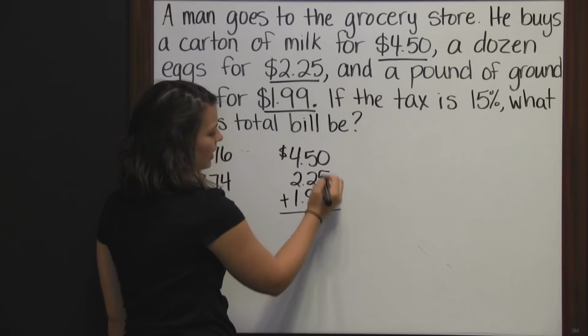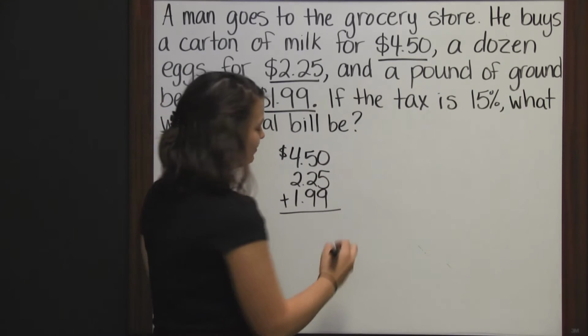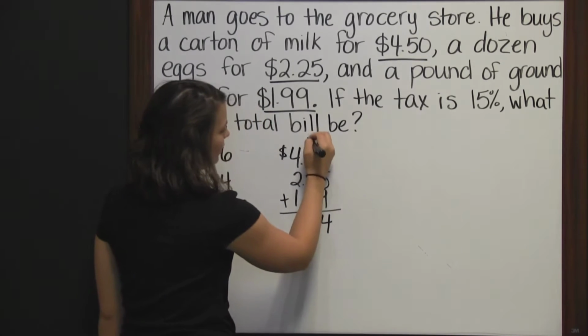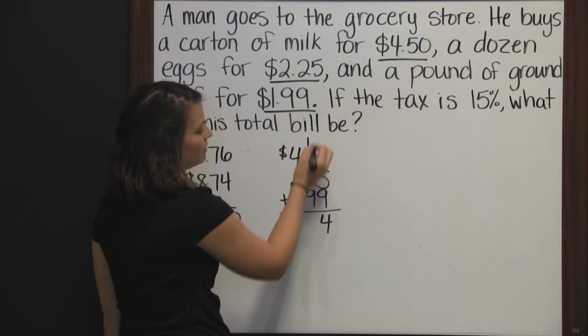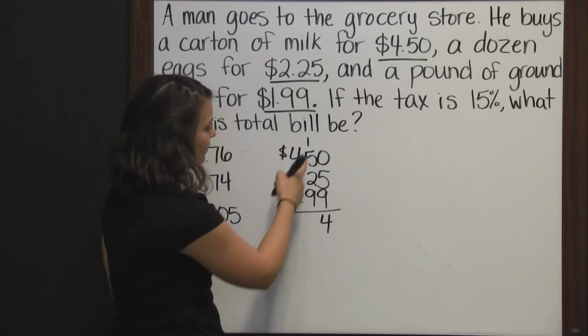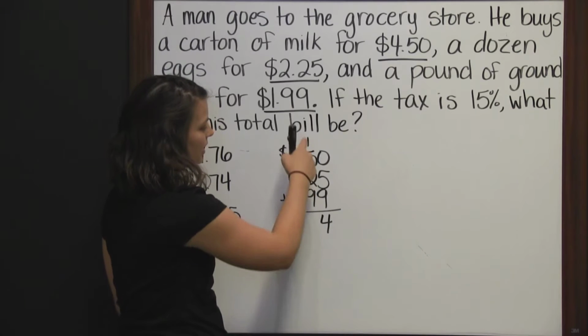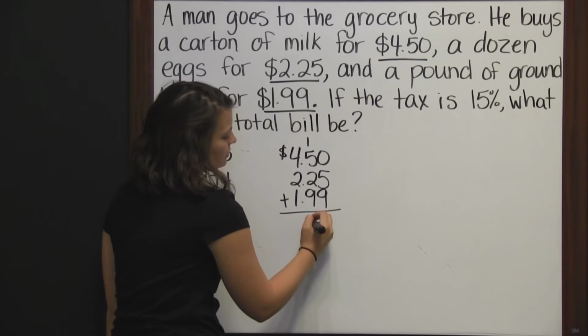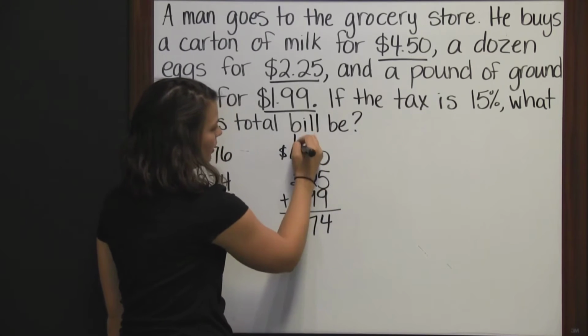And we're adding those. 9 plus 5 is 14. So write the 4 and carry the 1. 9 plus 1 is 10. 5 plus 2 is 7. So 10 and 7 is 17. So write the 7 and carry the 1.